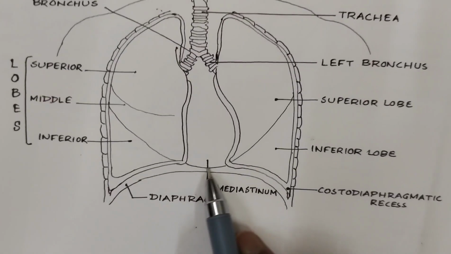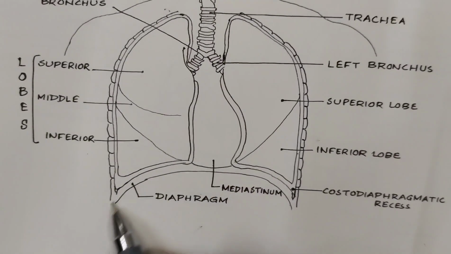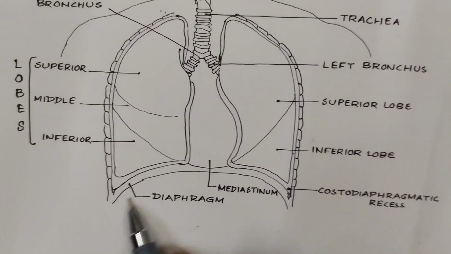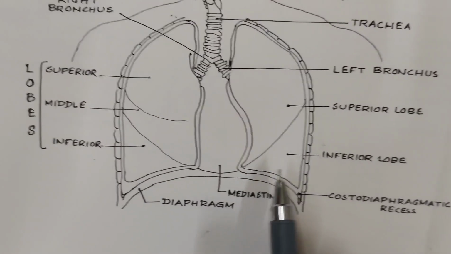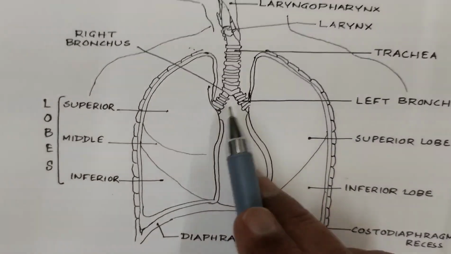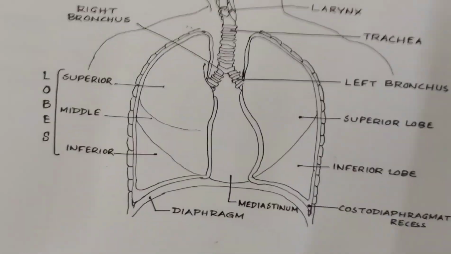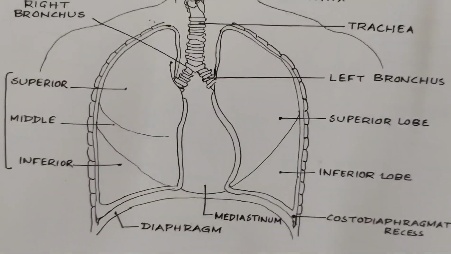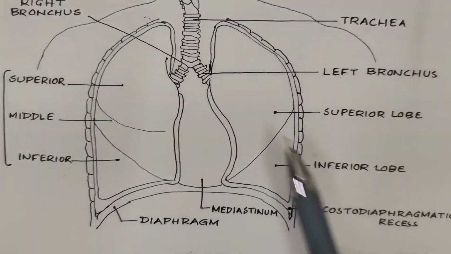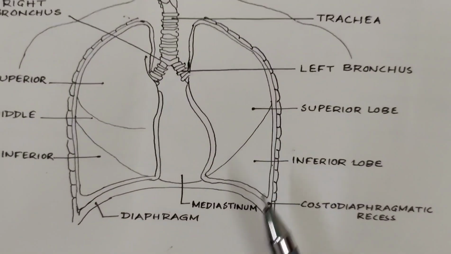This is the diaphragm. Diaphragm is the muscle that helps during respiration or breathing. Now the left and right bronchus enter into the lungs. They divide into bronchioles and further they divide into alveoli or air sacs.